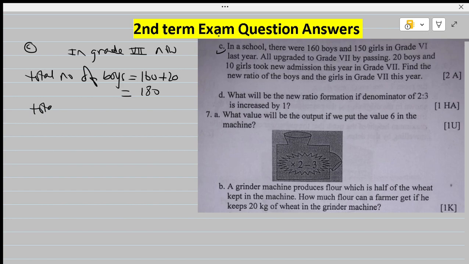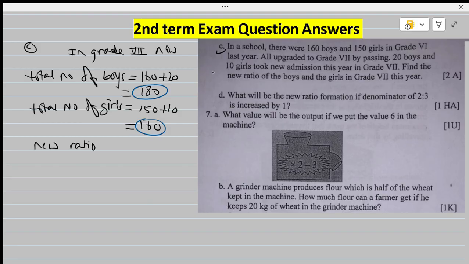And then again, total number of girls. There were 150 girls before, and now 10 girls have been added, so there are now 160 girls. So the new number of boys and girls in grade 7 is 180 and 160, and you have to find their ratio. So the new ratio of boys and girls: boys are 180 and girls are 160.